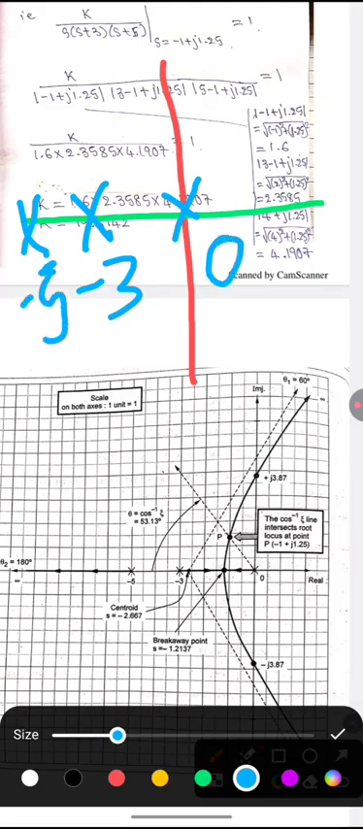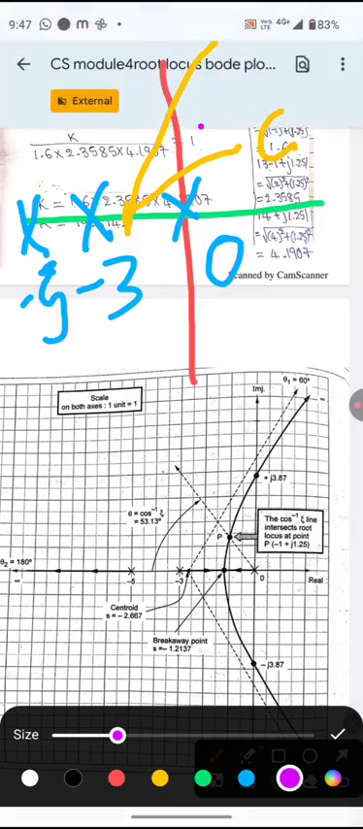After marking that, next what is the value of the centroid? We have the centroid value as minus 2.667. We shall mark this as the centroid. From here, keeping the protractor, mark the angle theta 1, which is 60 degrees.